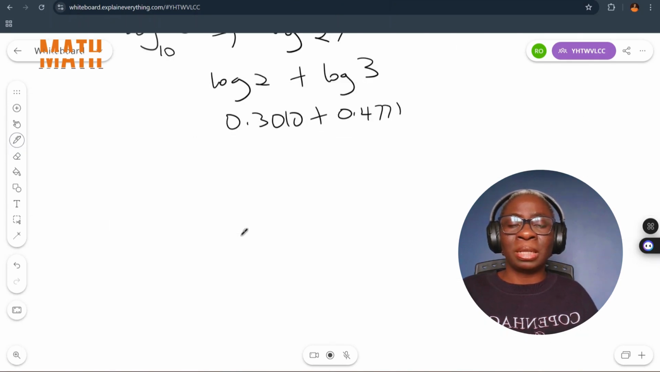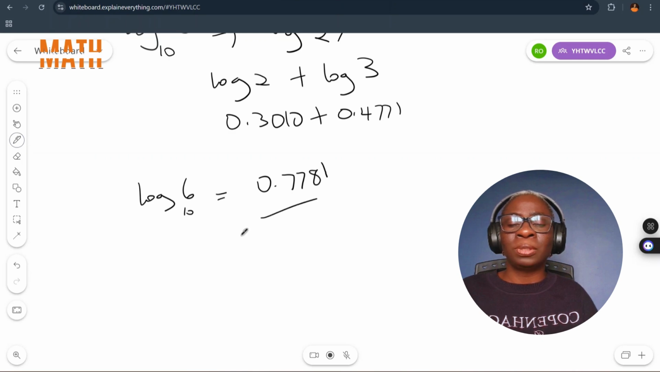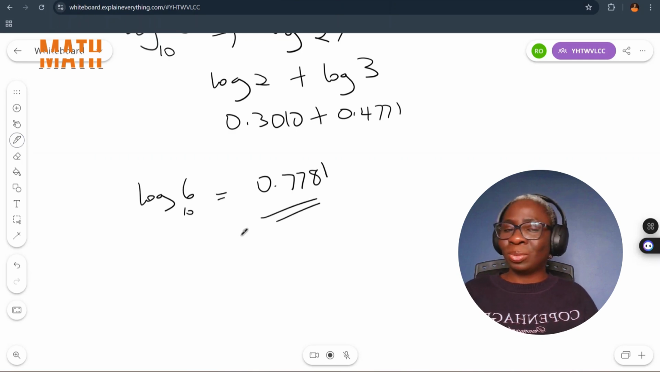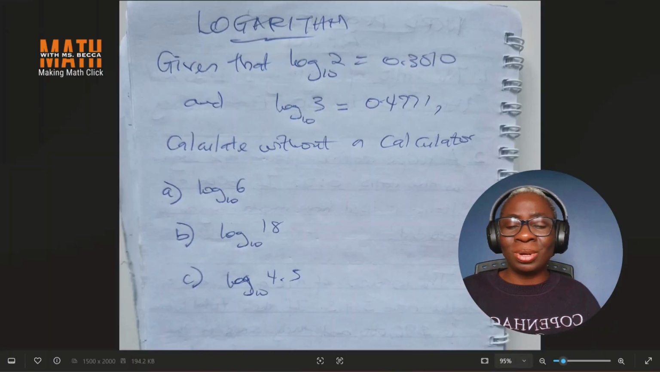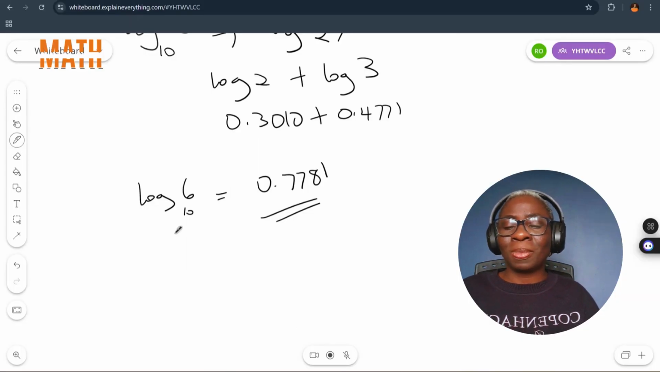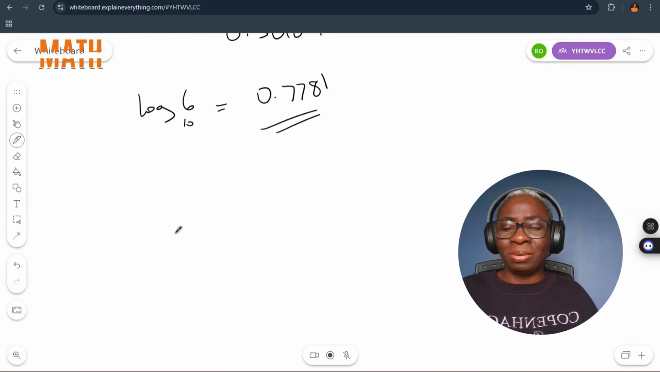Let's add from the right. We have 1, then we have 8, we have 7, we have 7.0. So log 6 base 10 will give 0.7781, and that's it. So the second one is what? Log 18. Now, how do we break down log 18 to give 2 and 3?